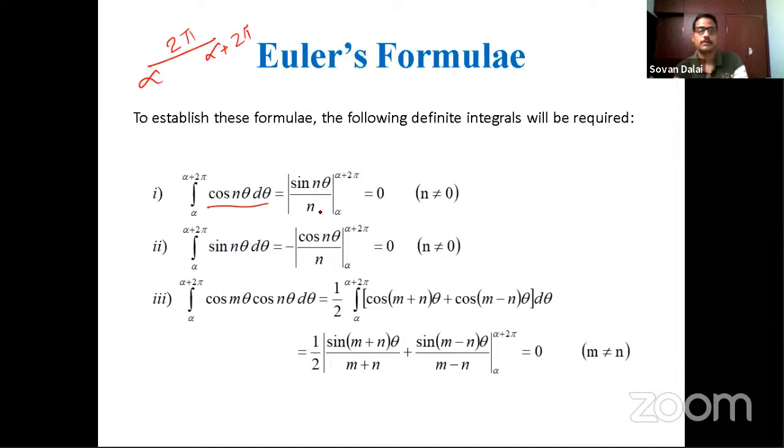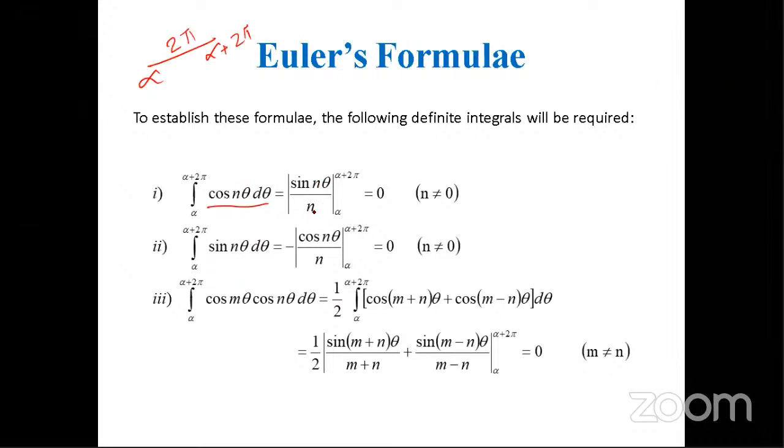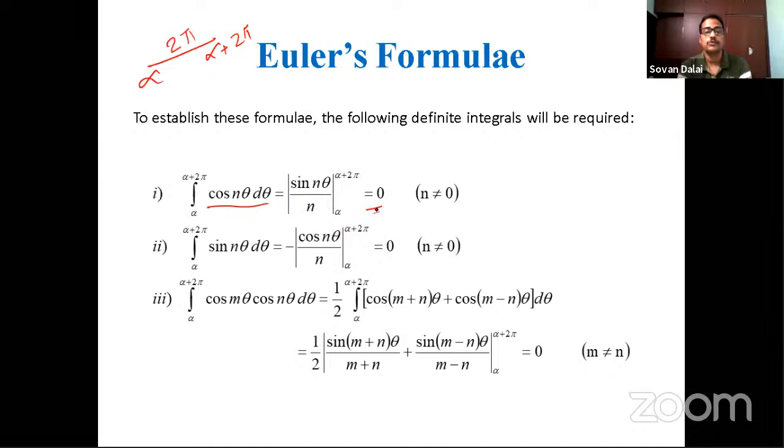It is not in the scope of my class to discuss how we get that integration formula, but you have to remember that if you integrate cos n theta d theta, it will be sin n theta by n. If you put in the limits, ultimately that value equals 0. Similarly, the integration of sin n theta d theta also equals 0.